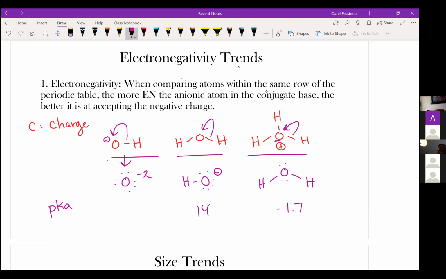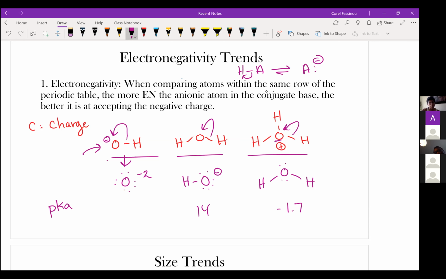That's what we said when we had this general acid deprotonation. You're going to get this A minus charge. And so the more negative charge, the more electrons you have to begin with, the harder it's going to be to convince the anion to take even more negative charge.